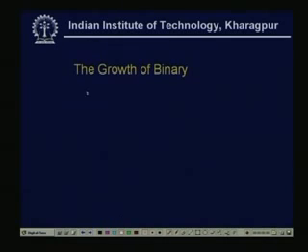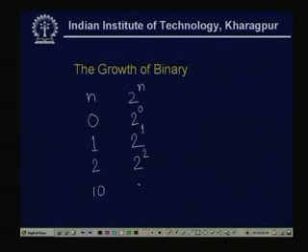Say in this way, if I form a table, if it takes n, what would be the value of 2 to the power n? Say if my value is 0, then it will be 2 to the power 0. If my value is 1, then it should be 2 to the power 1. If it is 2, then it will be 2 square. If it is say 10, then it will be 2 to the power 10.